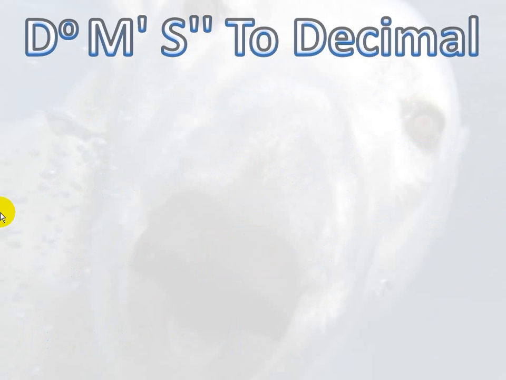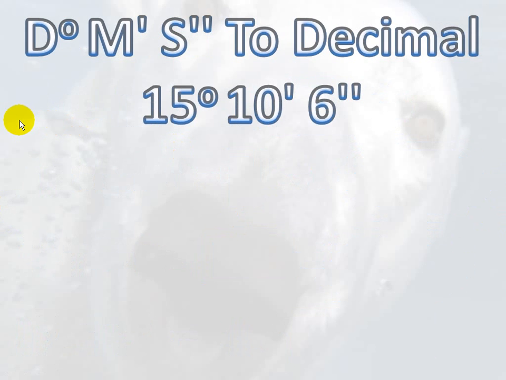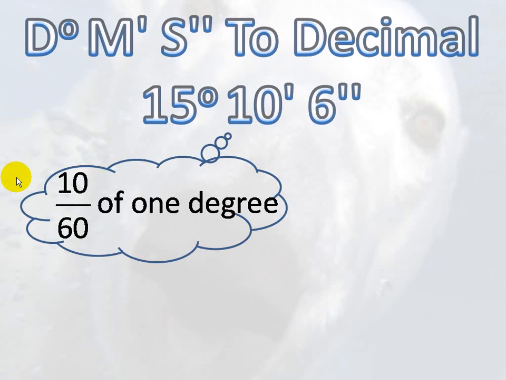Now, let's suppose we go the other way and we have degrees, minutes, and seconds, but we want to have a representation in decimal form. So here's what we do. Let's suppose we have 15 degrees, 10 minutes, and 6 seconds. Now, what does that mean, really? Well, that means we, of course, have 15 whole degrees, but we have 10/60ths of another degree. Right? That's what 10 minutes is. It's 10/60ths of a degree.